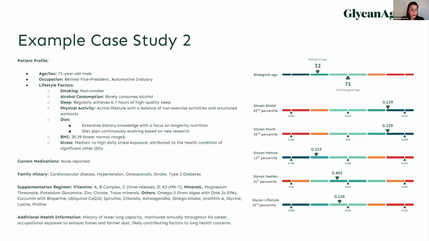The BMI is lower normal range and stress is medium to high, attributed to the health conditions of a significant other. The client is not currently taking any medication, but has a family history of cardiovascular diseases, hypertension, osteoporosis, stroke, and type 2 diabetes. All of these are inflammation driven. So controlling the inflammatory processes and increasing the anti-inflammatory side of things, decreasing the pro-inflammatory glycans is extremely important in this client's case. With the supplements, you can see that this is a very thought out supplement routine.